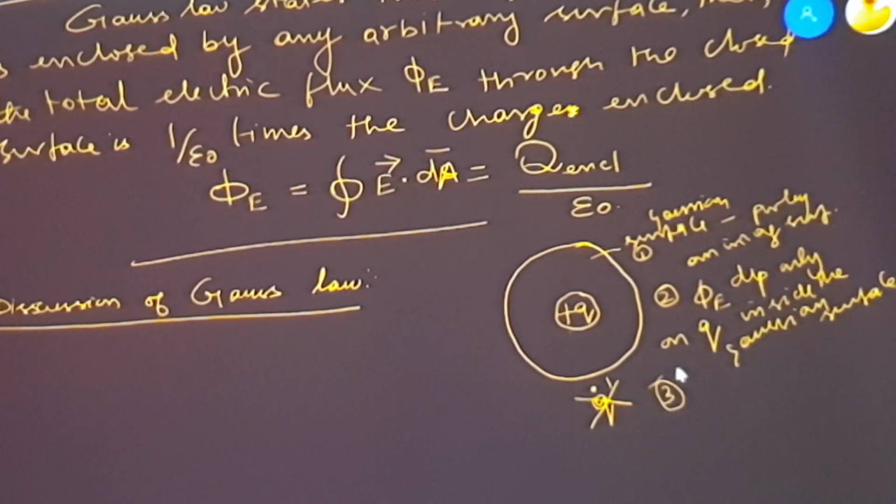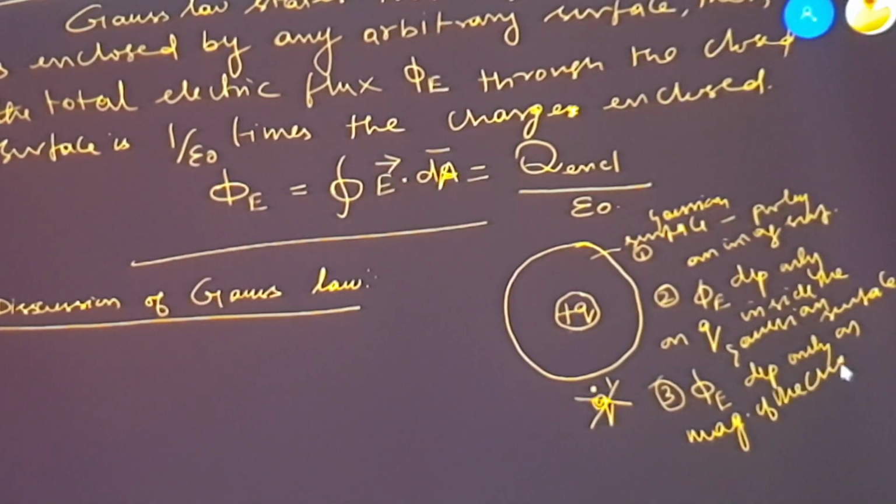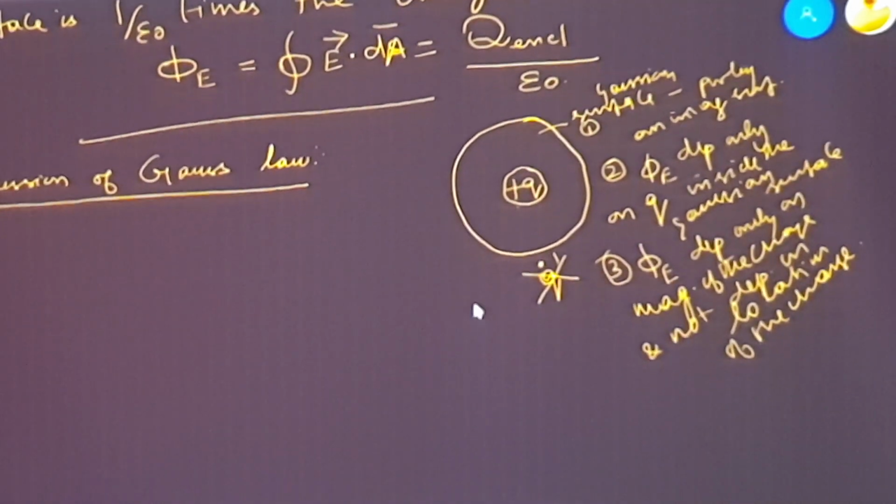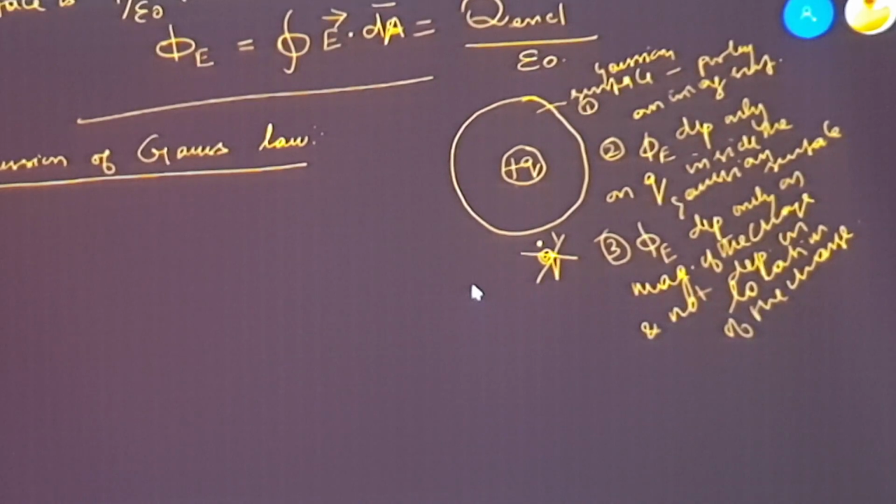Similarly, the third point also we can say, the electrical flux in this closed surface depends only on the magnitude of the charge, and it is not depending on the location. At what position the charge is available, the location of the charge, it is not depending on that. But what does it depend upon? It depends upon the total amount of charge that is enclosed.